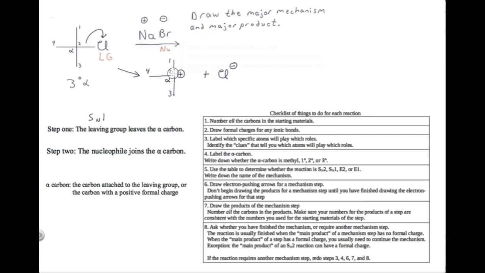So we'll continue to call carbon 2 the alpha carbon based on this definition, that it's the carbon with the positive formal charge. So remember, in this step, the nucleophile should join the alpha carbon. We need to draw the electron pushing arrows for that new mechanism step. Well, in the previous video, we reviewed how to draw the electron pushing arrows between a nucleophile and an electrophile. I have to identify which atom will be the electrophile. So we're going to identify this alpha carbon as the electrophile because we know the nucleophile is going to join that alpha carbon. So carbon 2 here will be our electrophile.